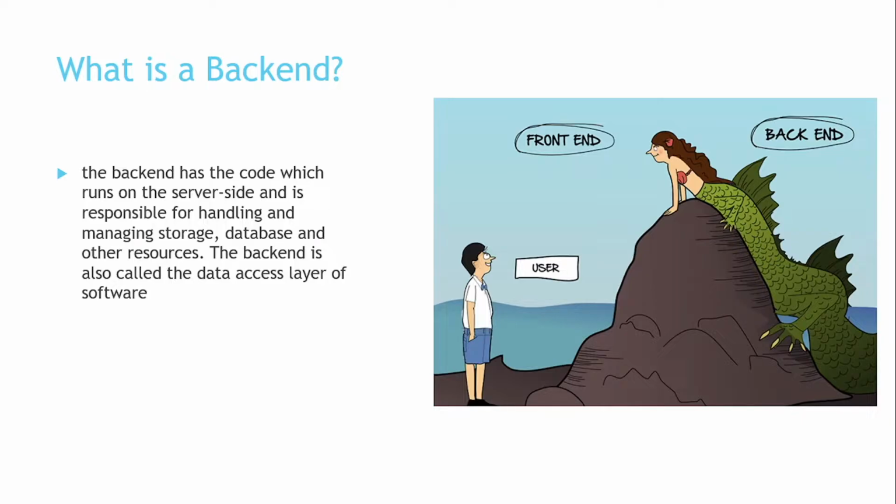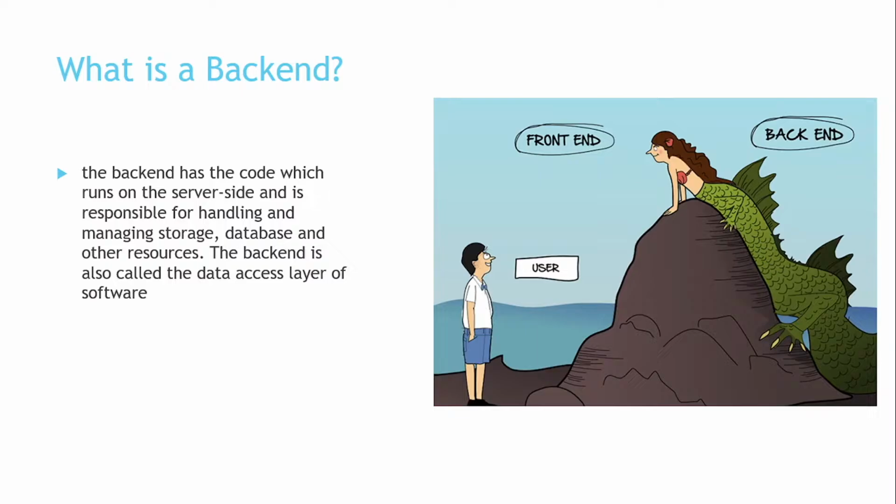And whenever we submit that data, that data goes somewhere and is stored in a database. That background process or business logic that happens in the background, which the user cannot see, is actually the backend. So backend is server-side code which is responsible for managing our storage, database, and other resources. Basically, backend is called the data access layer of software. A software has data that can be accessed only with the help of a server. So that is a backend.